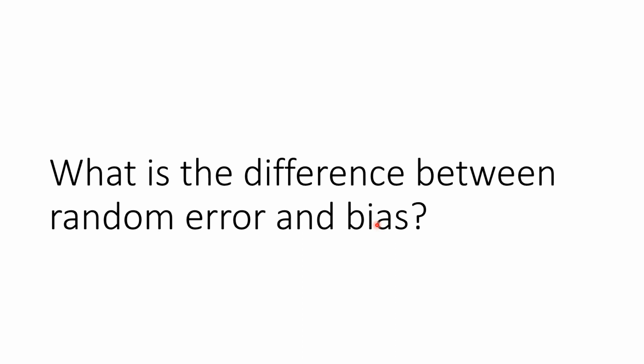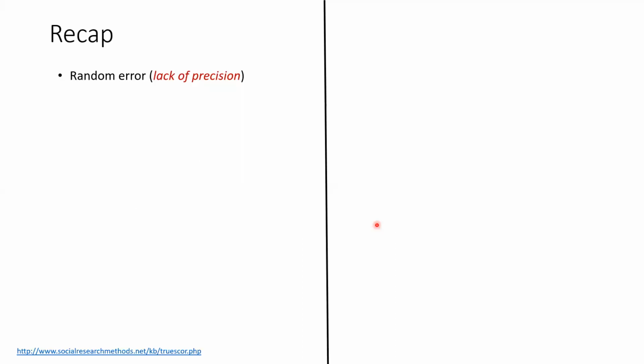Can someone answer? The random error happens by chance, but the bias is systematic. Yes, so that's systematic error. Yes, exactly. That's the basics of biases when we talk about epidemiology.